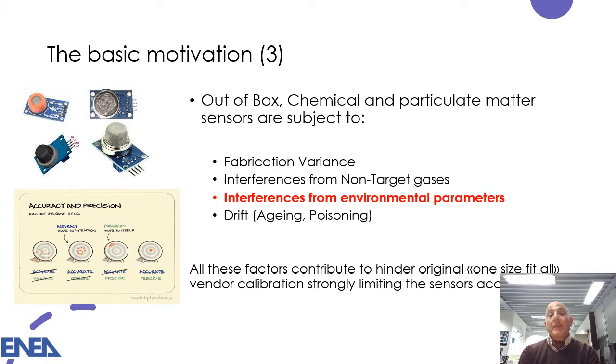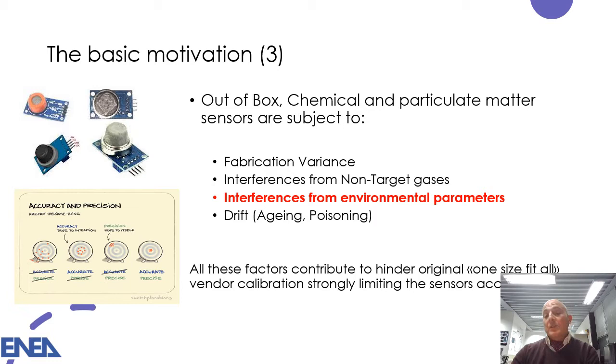And then we have interference from environmental parameters, which are probably the most important source of issues with the calibration of these sensors, which means that varying environmental parameters like temperature or relative humidity or even pressure may elicit a response of the sensors. In such a way, the response that we actually read is not the result only of the target gas, but also of a set of different parameters which actually interfere with the production of the response.